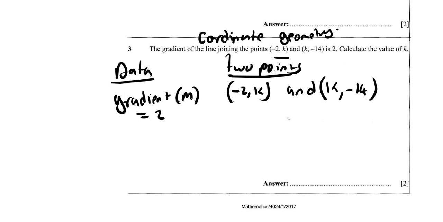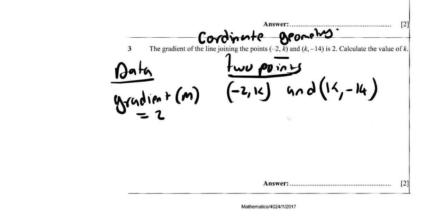Now, what is the big deal about these 2 points? They're saying the gradient of the line joining the 2 points. So there's a line that joins these 2 points. Let's assume this one is point A and that one is point B. So there is a line joining these 2 points. They have given you the gradient of this particular line. That's what it means. So now let's try to deal with it.